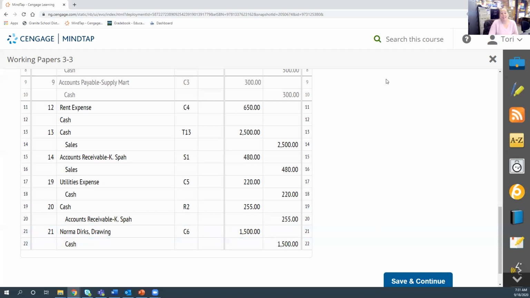So again, same principles as in 3.1 and 3.2, just different transactions. Let me know if you need help.